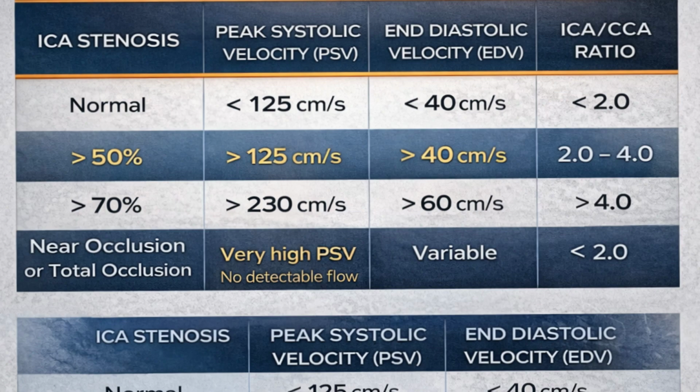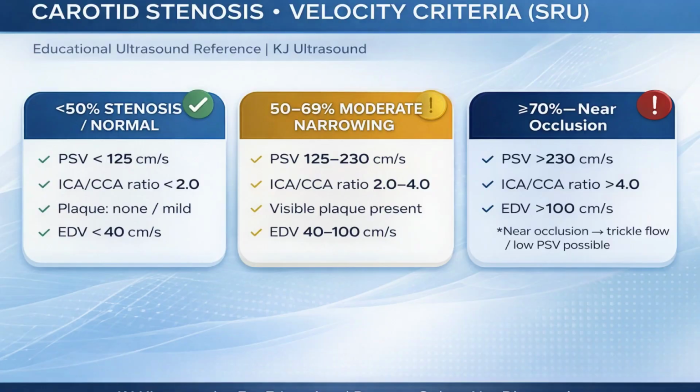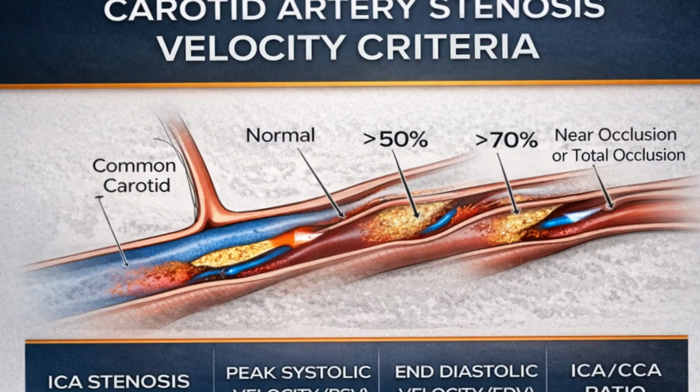Near occlusion may present with a markedly narrowed lumen and reduced velocities, requiring correlation with B-mode and color Doppler findings, while complete occlusion is confirmed by the absence of color and spectral Doppler flow despite optimized settings.